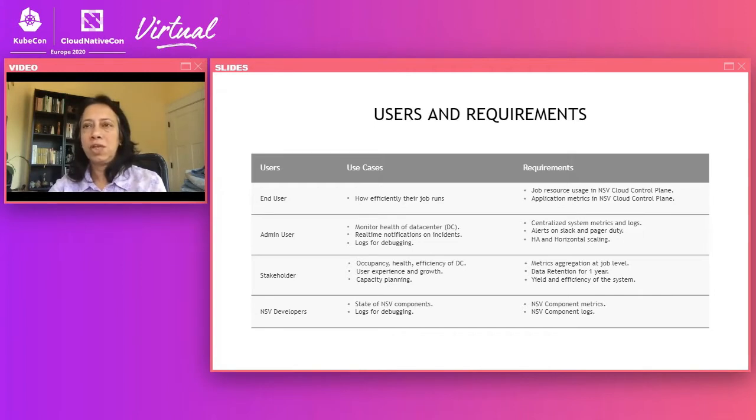We also need to show yield and efficiency in a dashboard and weekly reports. Finally, the NSV developer. For them, we need to collect and centralize the metrics and logs of the NSV components.